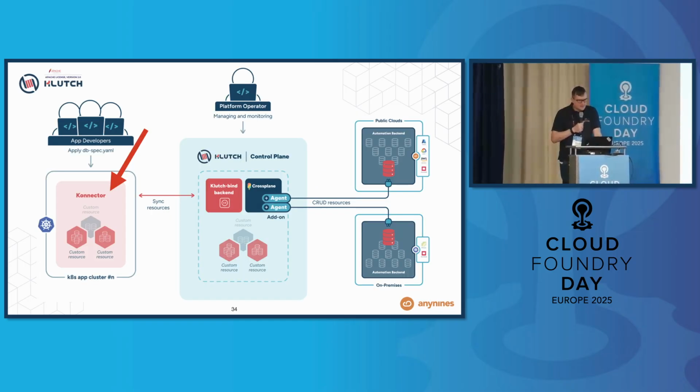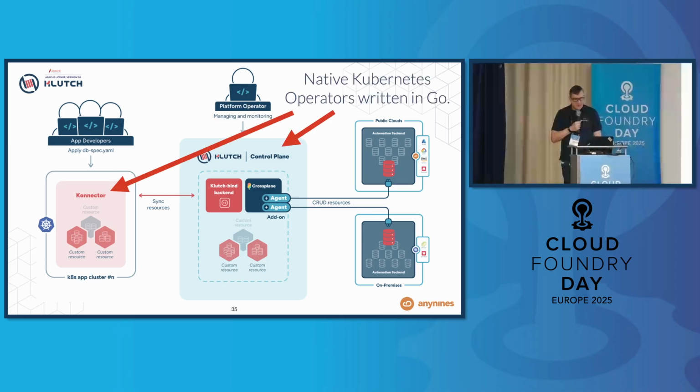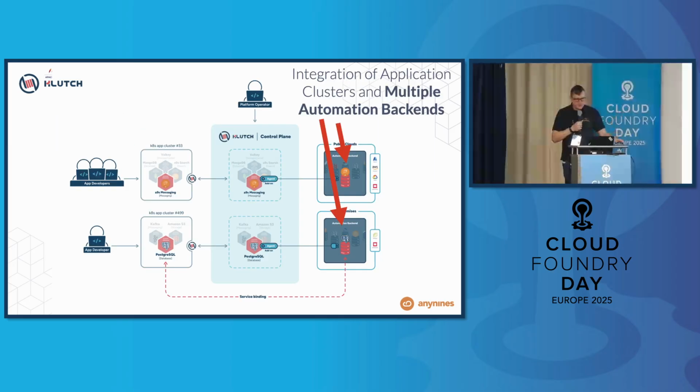So that replication is done for you transparently between the connector and the control plane. You don't have to take care. They are written in Go. It's a native Kubernetes workload, as I said, and you can do that for any backend.